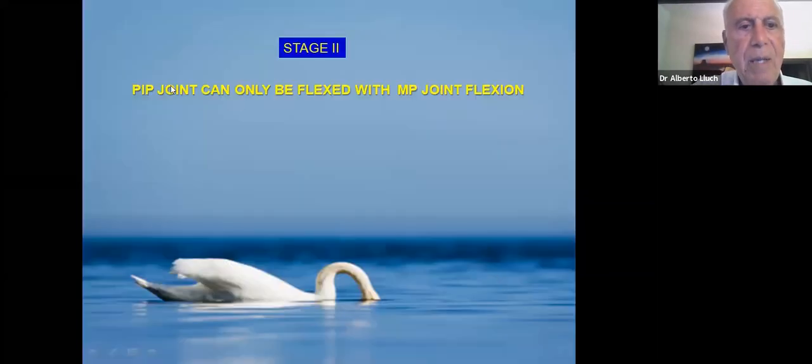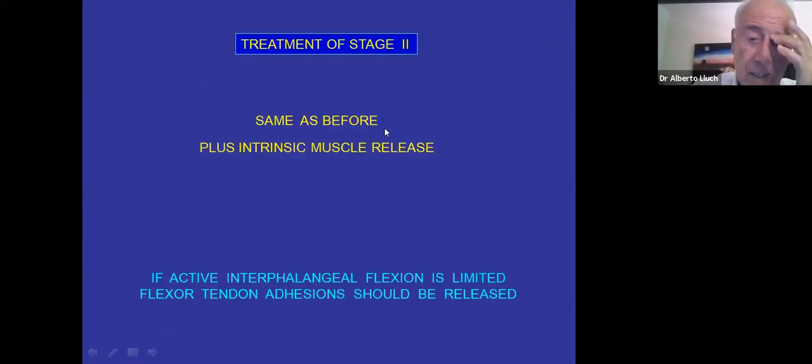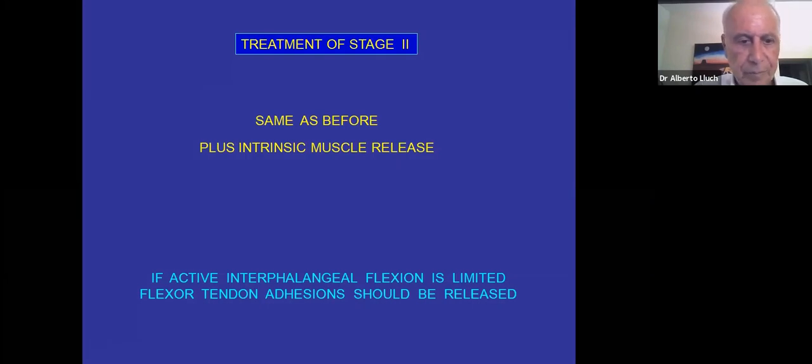Stage 2. The PIP joint can only be flexed when the MP joint is flexed, which means that there is a shortening of the intrinsic muscles. Obviously, elongation of the volar plate, possible snapping of the lateral bands, but the intrinsic muscle shortening in stage 2. Treatment, same as before, plus intrinsic muscle release, because this is the main pathological situation. But if interphalangeal active, not passive, motion is limited, we should always do a release of flexor tendon adhesions, besides the intrinsic muscle release.